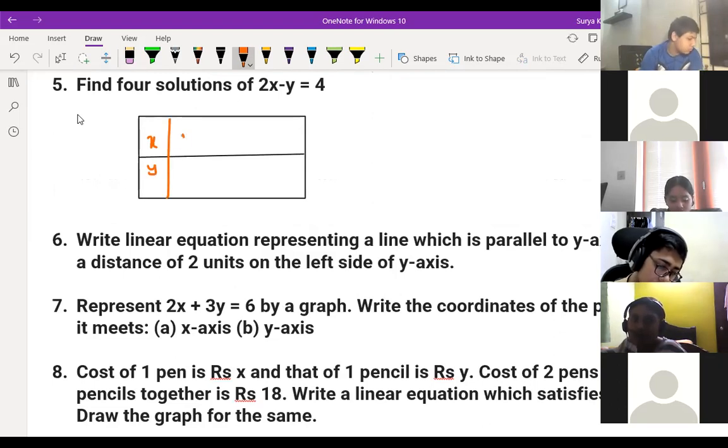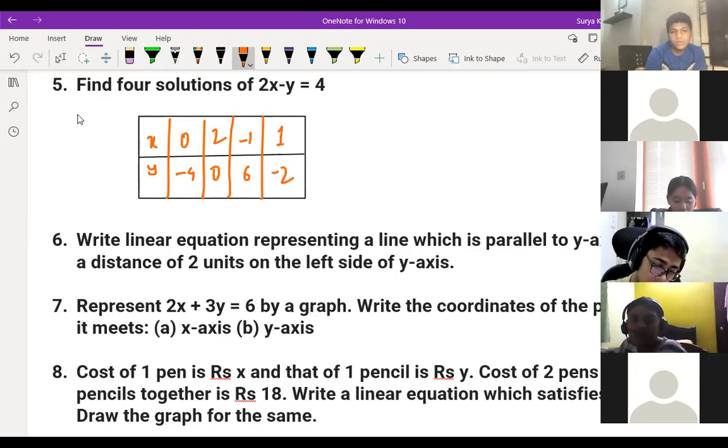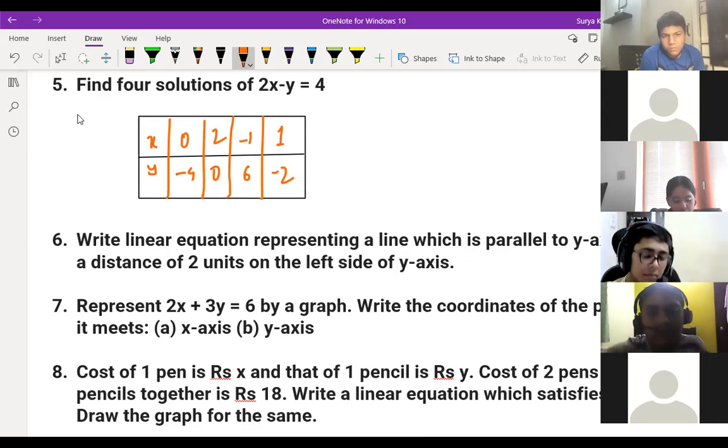Put x is equal to 0. Then y is equal to minus 4. Yes, sir. Y is equal to 0, x is equal to 2. These 2 are over. Now third one. X is equal to minus 1, y is equal to 6. And x is equal to 1, y is equal to minus 2. Over. Minus 1 if you put, this will go and become 6. Y is equal to 6. If you put x is equal to minus 1, right?